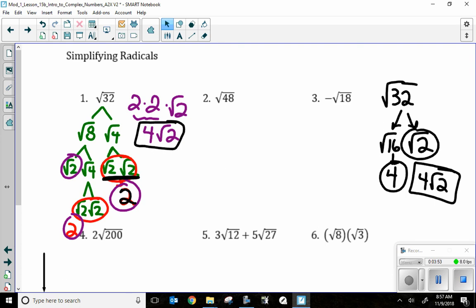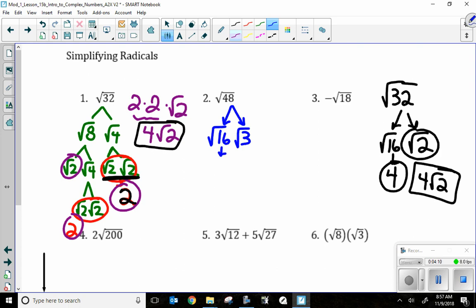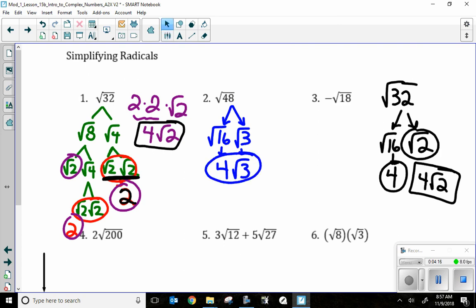Okay? So, let's look at number 2 here. I'm going to do this my way. What multiplies to 48? That's a perfect square. 16 times 3. Since my 48 is under a radical, these two need to be under radicals. And the square root of 16 is 4. And this just comes down. Done.